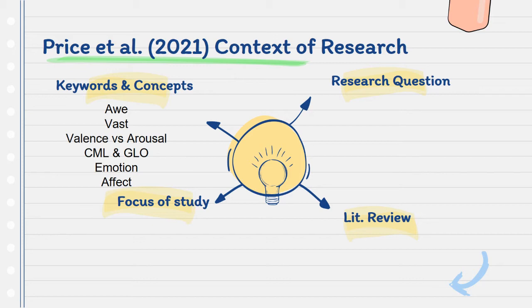So the CML and the GLO, these are learning frameworks that Price et al. used to inform their study. We know the CML already from Falk and Dierking in 2000, and remember this is specifically the personal and the sociocultural perspectives here. The GLO is the generic learning outcome, and there are 5 elements from this learning framework. These 5 elements provide evidence for learning.